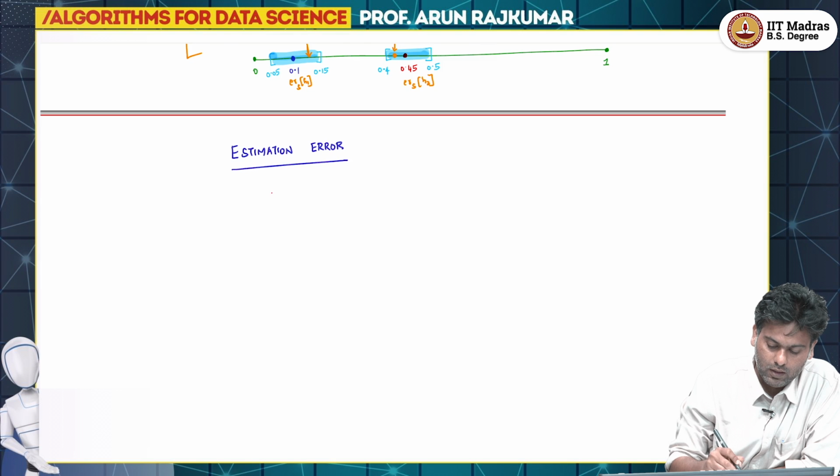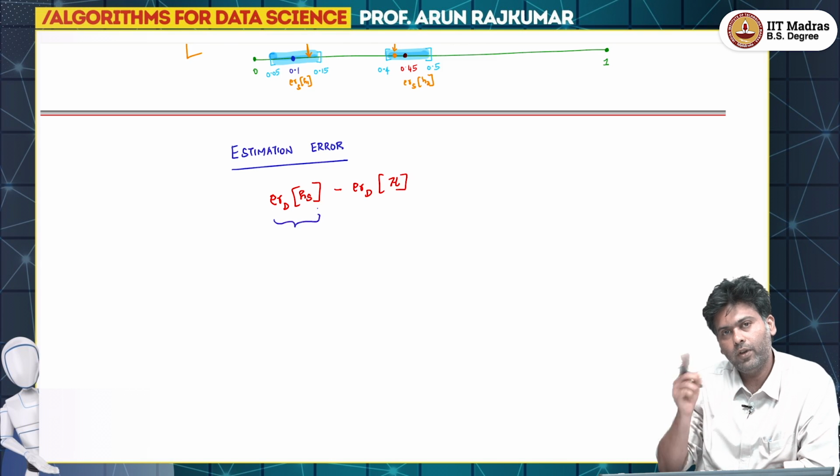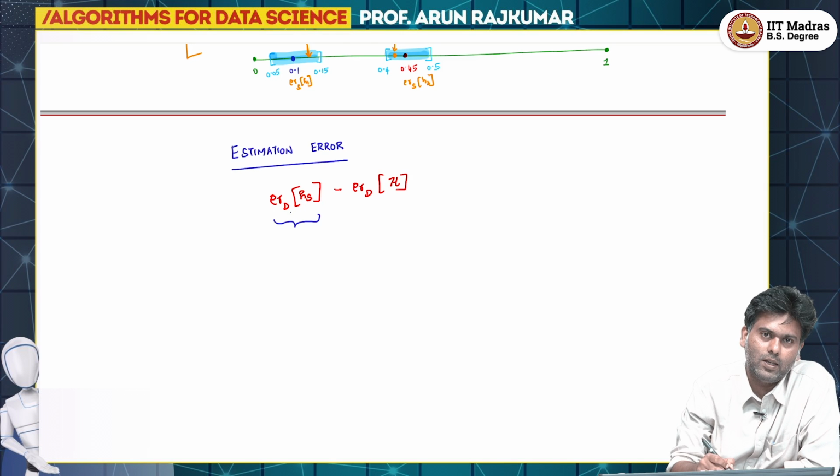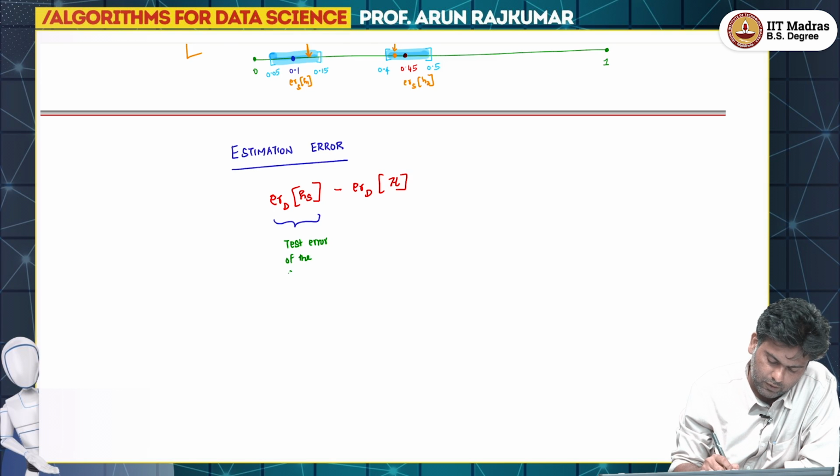So, the estimation error is the following. This is RD of HS minus RT of H. So, let us see what this is, right. So, this is RD of HS, right. So, both S and D are involved. So, let us be careful about what this is. This is the test error, of course, of the classifier chosen by our algorithm.